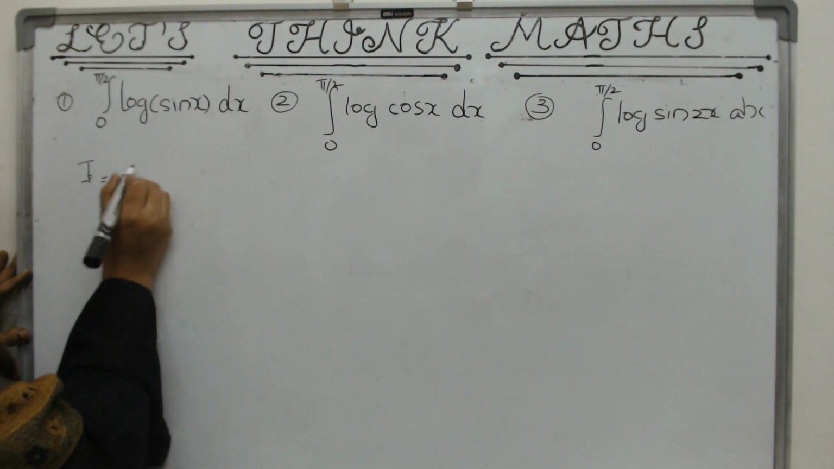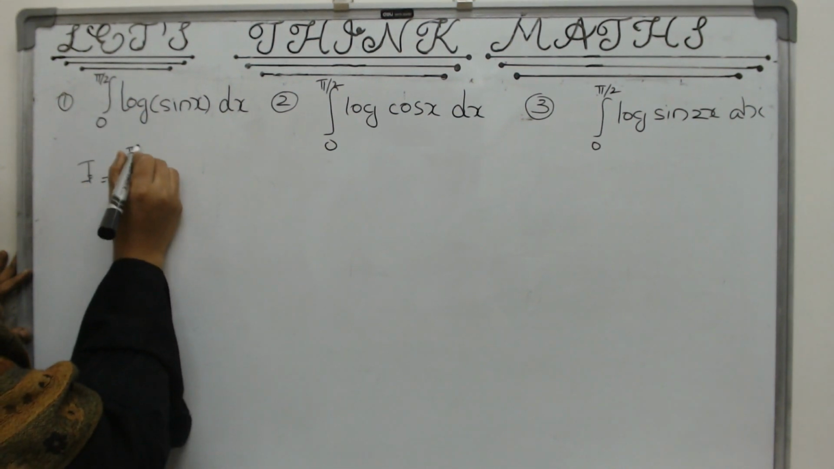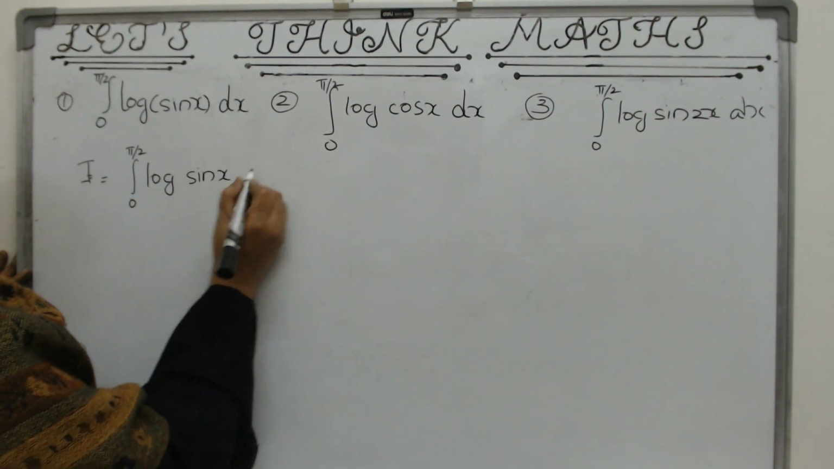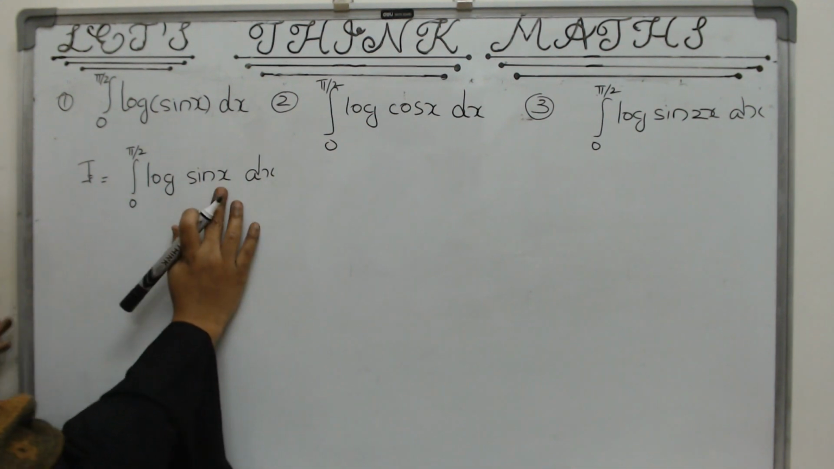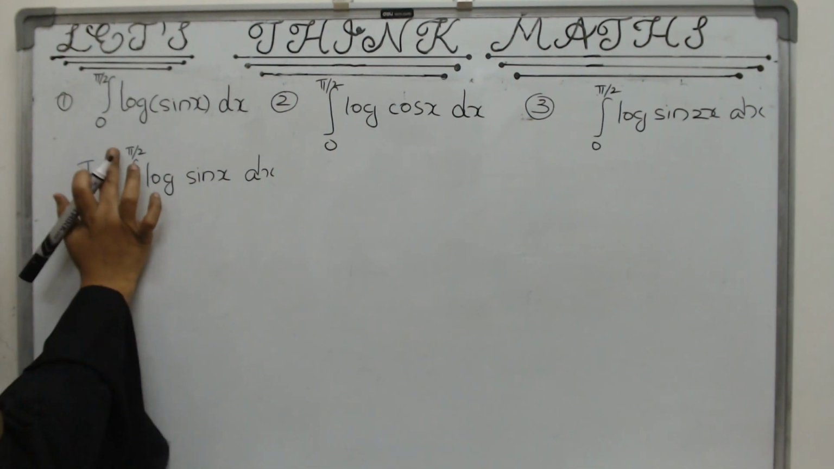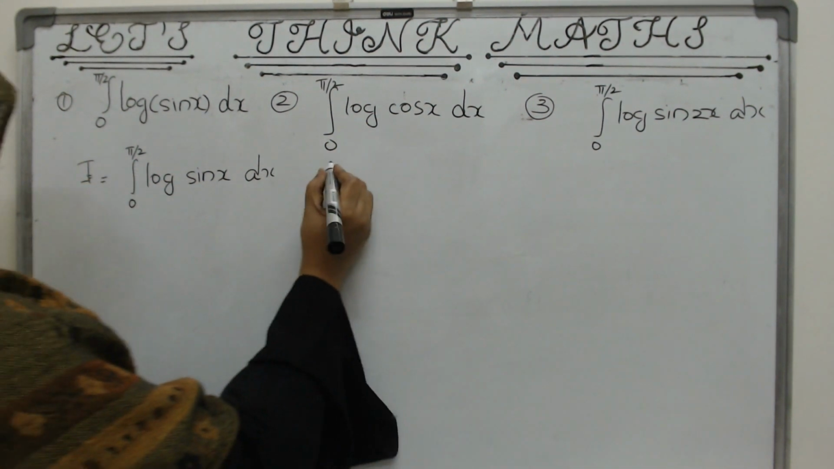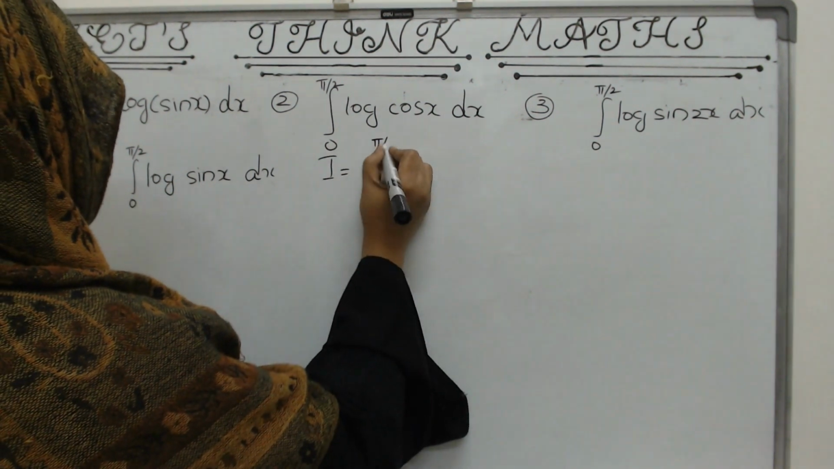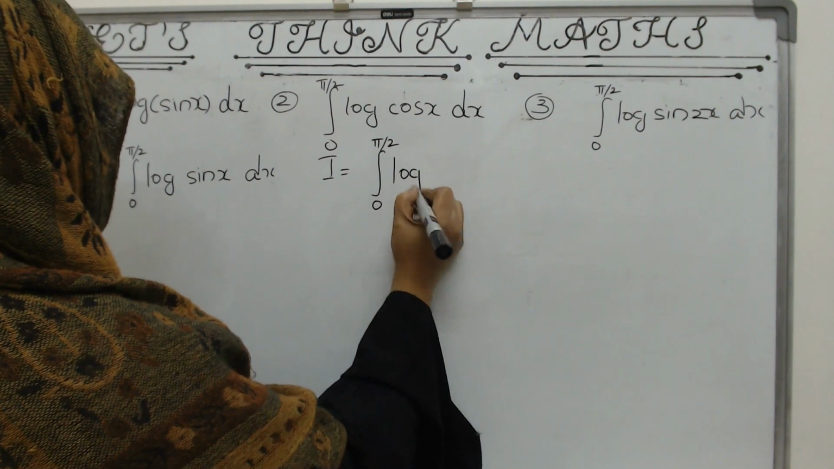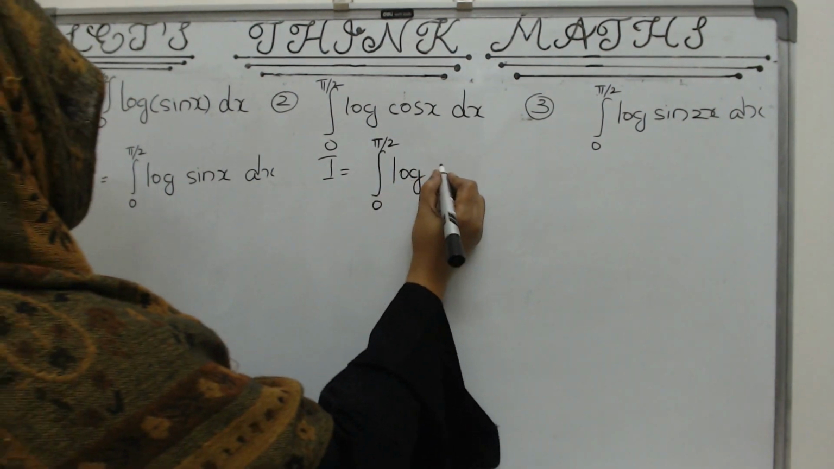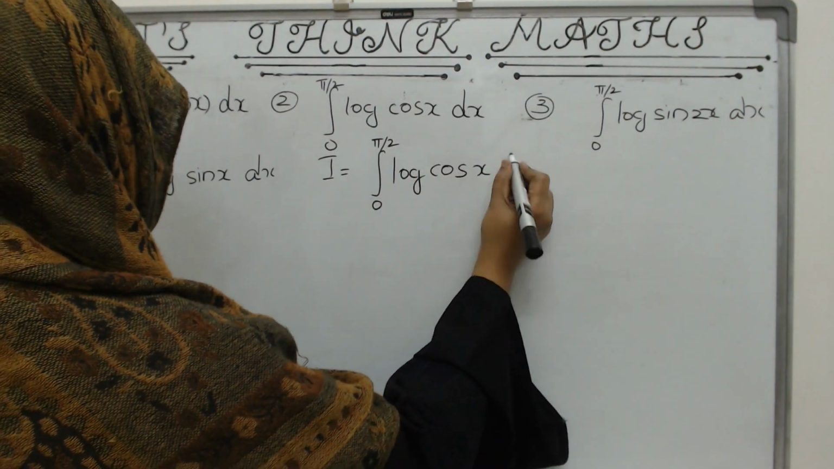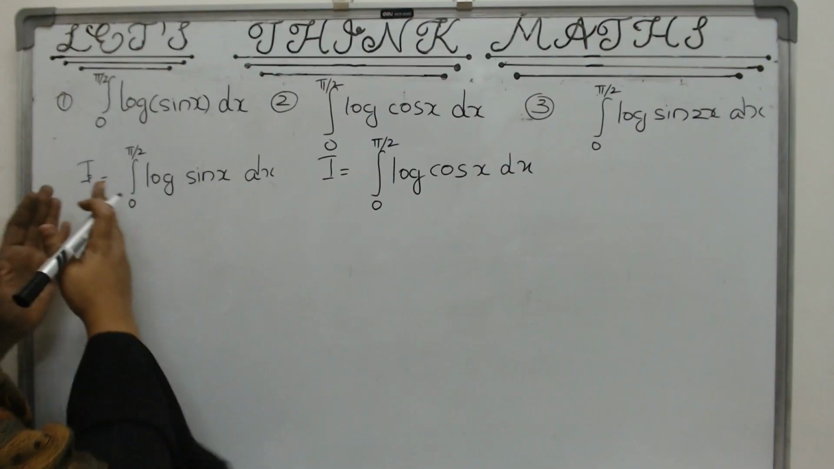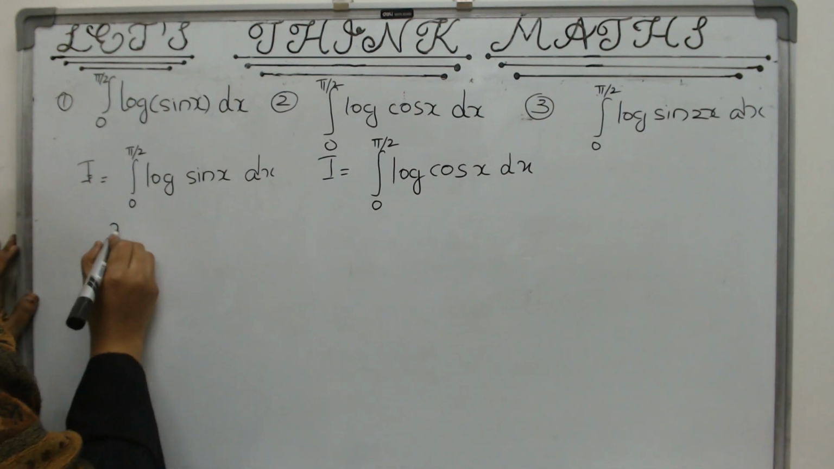Suppose I is equal to integral 0 to pi by 2 log sin x dx. Then instead of x, you can substitute what? Pi by 2 minus x. You remember that property that we learned? Sin of pi by 2 minus x will be what? It will be cos x dx. So see, you have got the second question. Anyways, you get 2 values for I.